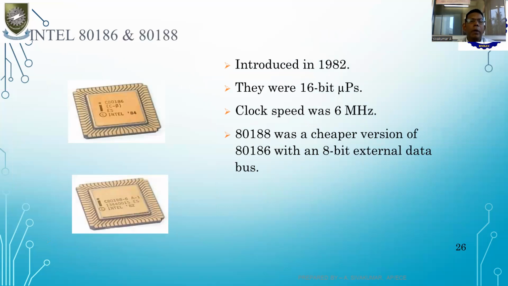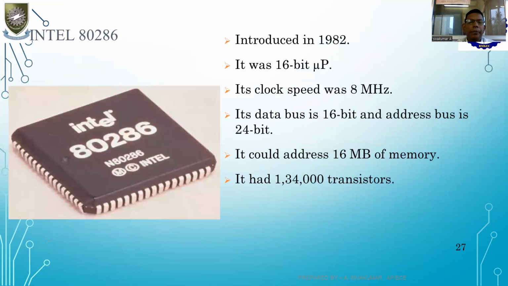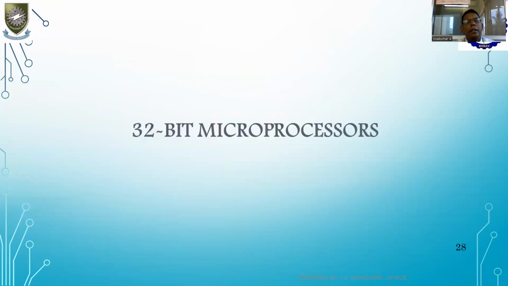The Intel 188 was also introduced as a 16-bit microprocessor in 1982. The Intel 80286 was developed in 1982. It is also a 16-bit microprocessor. After that, the 16-bit revolution was over and 32-bit processors came to the market.